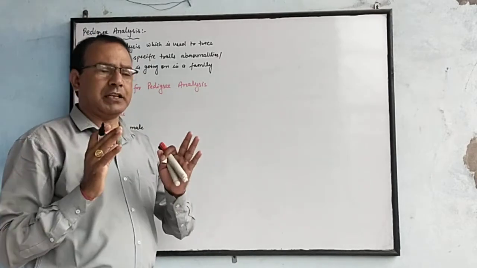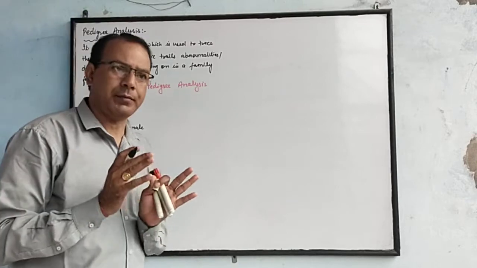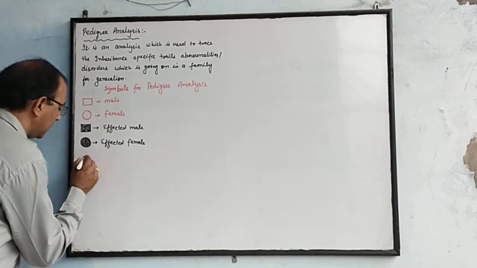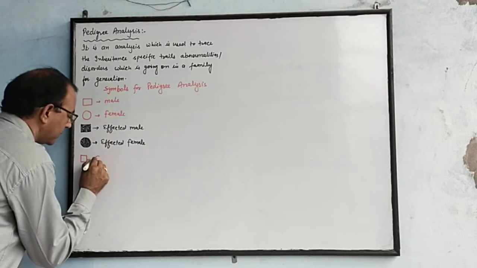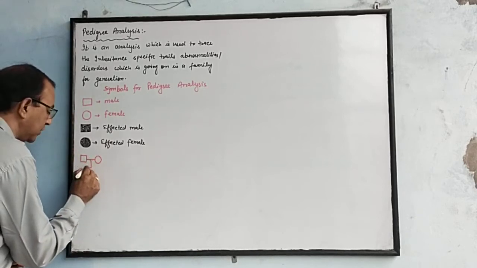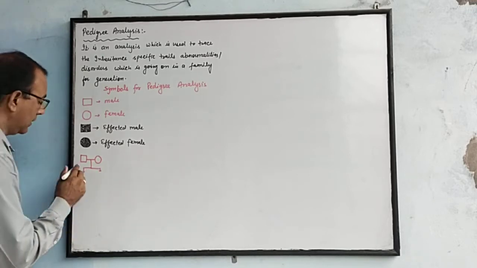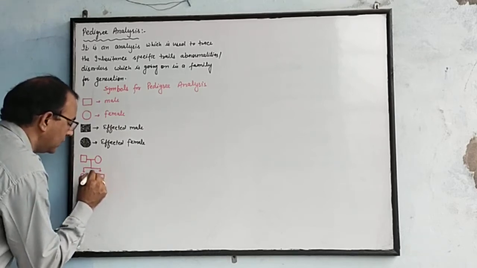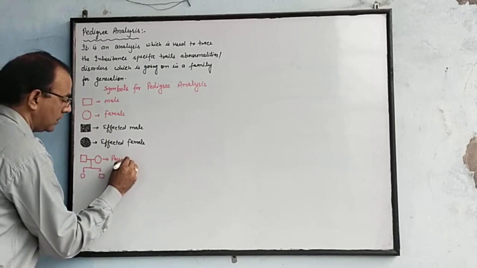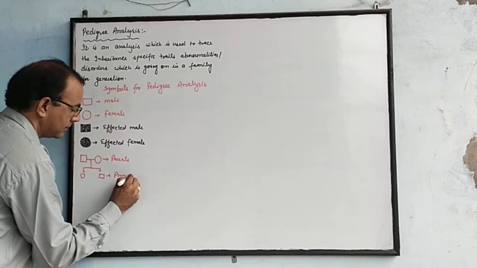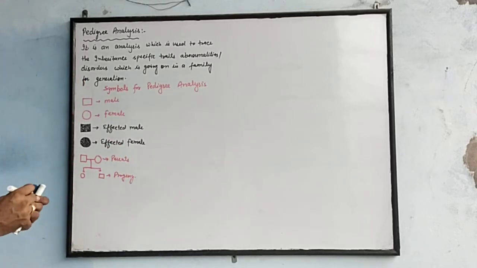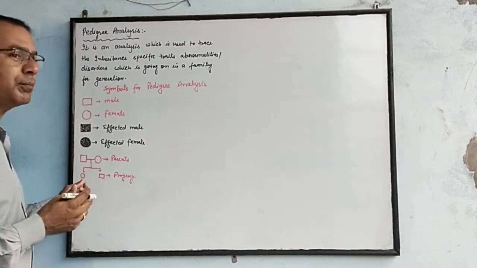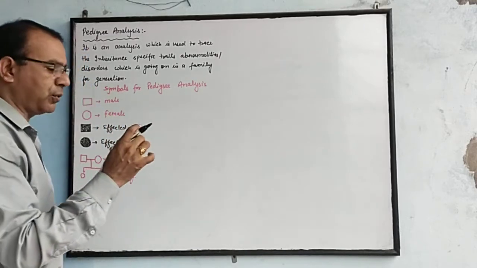And progeny, how can we represent the progeny? We know that parents participate in the fusion process, and then new progeny and new offspring are produced. Male fuses with female and the new generation is produced, may be male or female. Suppose both are girls, or both are boys, or one girl and one boy. So these are the parents and these are the progeny. Clear? Fusion means the mating process.